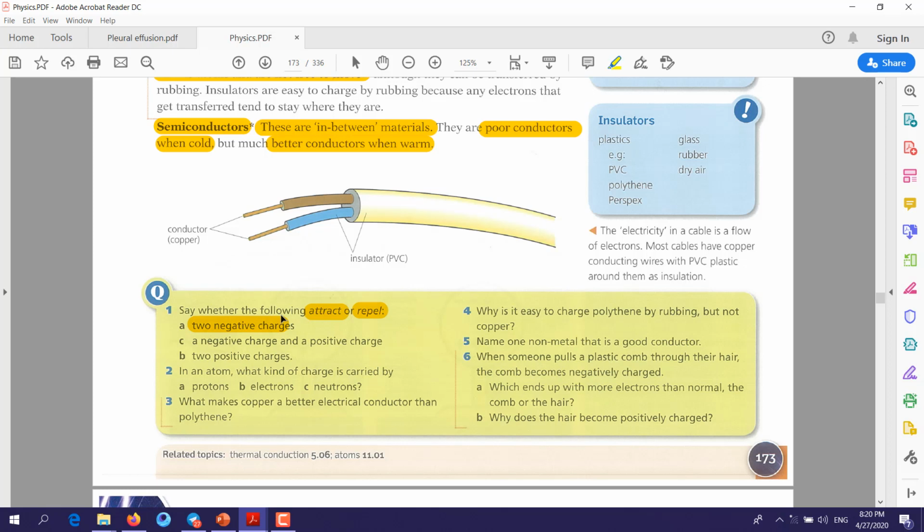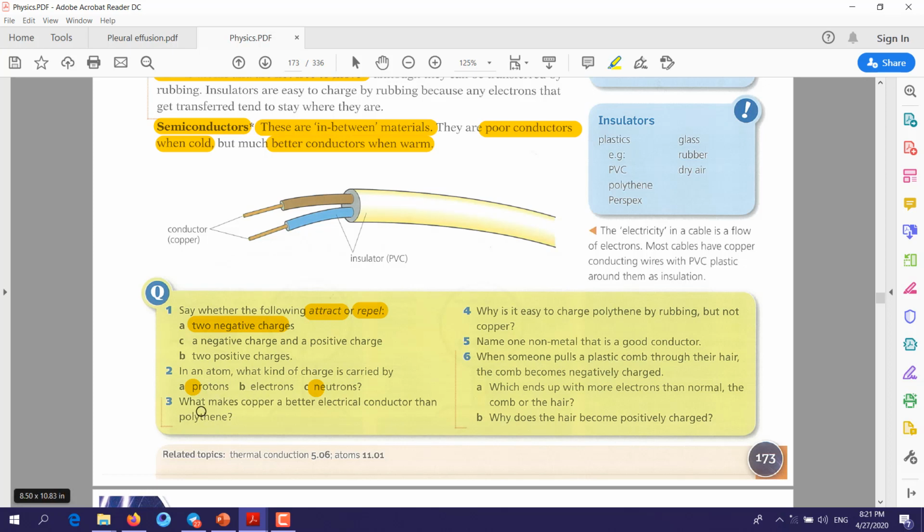Now, question number 2. In an atom, what kind of charge is carried by proton, electron, and neutron? Proton has a positive charge. Focus on the first letter, P. Positive, P, proton. The words proton and positive both start with the letter P. So this is a trick to memorize the charge. Neutron, N, no charge. Neutron, no charge. While electrons are negative.